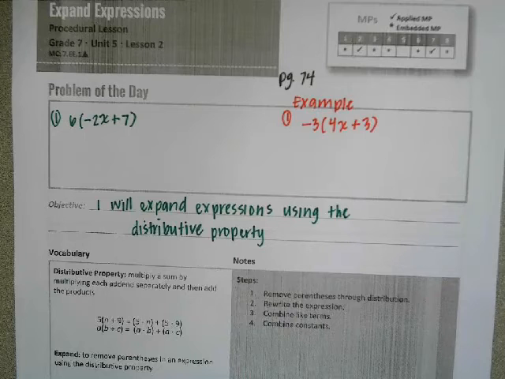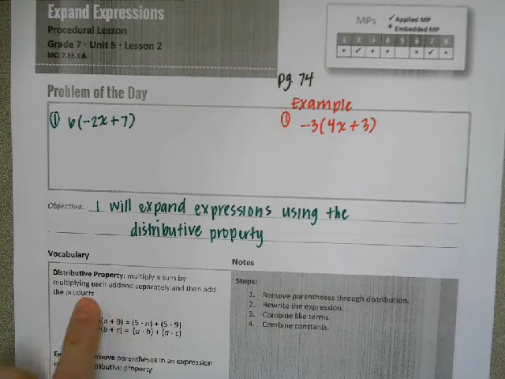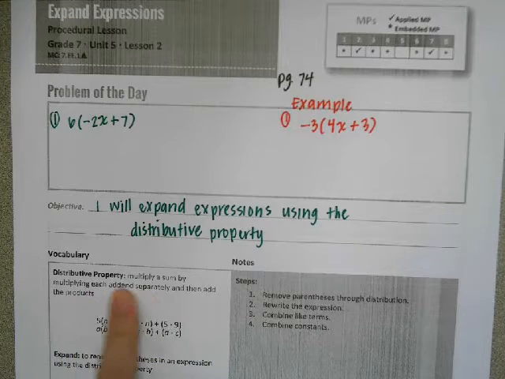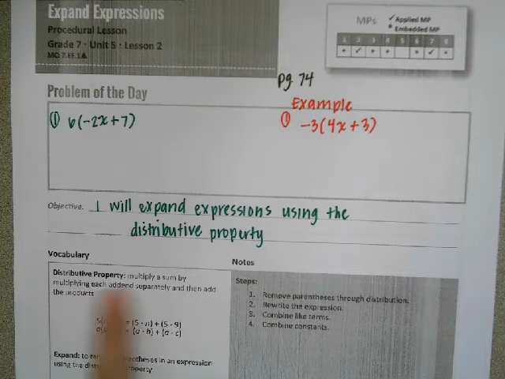Alright, so this is Unit 5 and Lesson 2, and you should be on page 74. I'm just going to start off with an example, and we've already kind of worked with the distributive property before, but if you need a reminder, the definition is down here. That just means we're multiplying a sum by multiplying each add-in separately and then add the products.